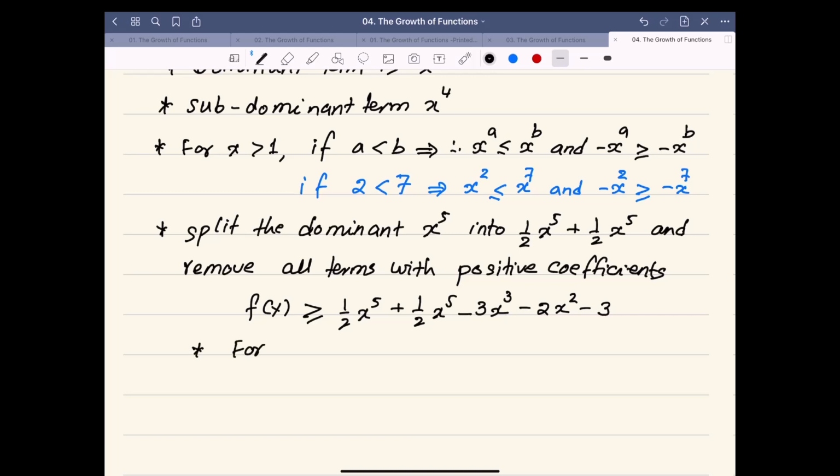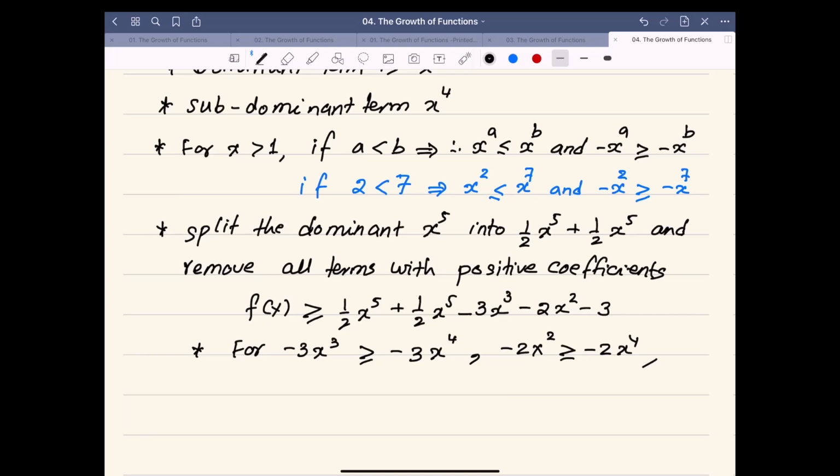Next, for minus 3x raised to power 3, we know it is greater than or equal to minus 3x raised to power 4, which is subdominant. And also minus 2x squared is greater than or equal to minus 2x raised to power 4.